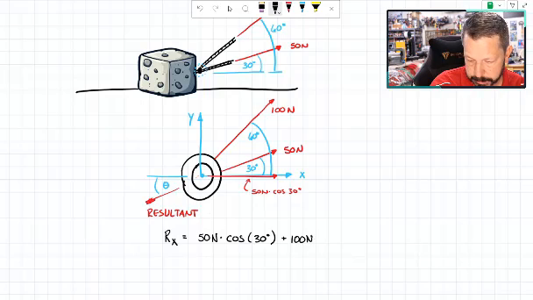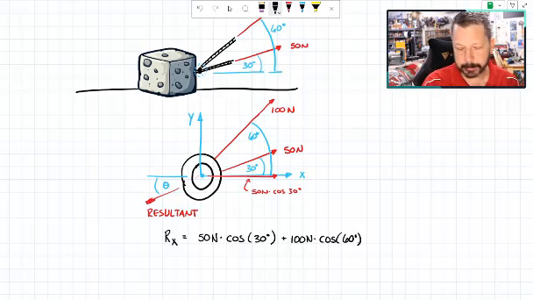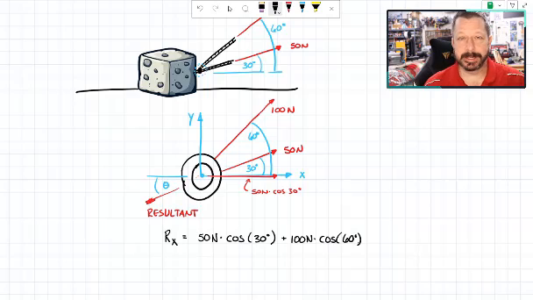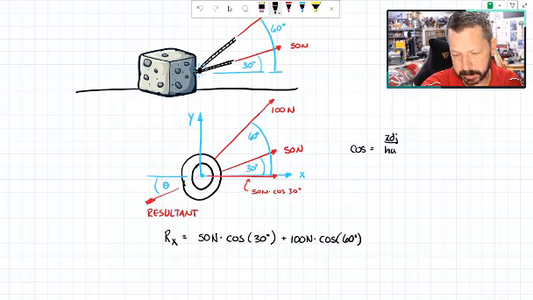100 newtons times cosine of 60 degrees. Now, don't get in the habit of thinking, oh, I'm doing X's, I need to do cosines. Sometimes you need to use cosines, but that's not 100% true all the time. Sometimes you might need to use sines. So you need to remember the definition of cosine and sine. Cosine is the adjacent side over the hypotenuse, and sine is the opposite side over the hypotenuse.